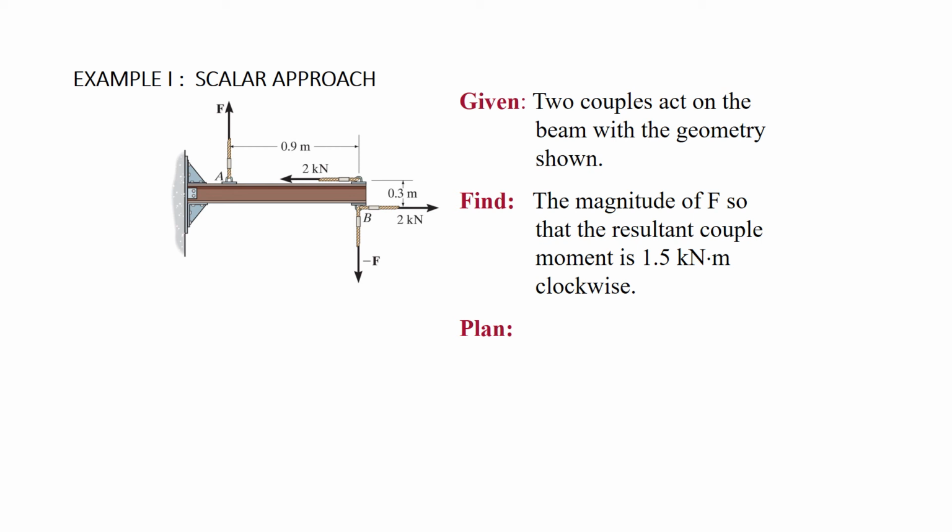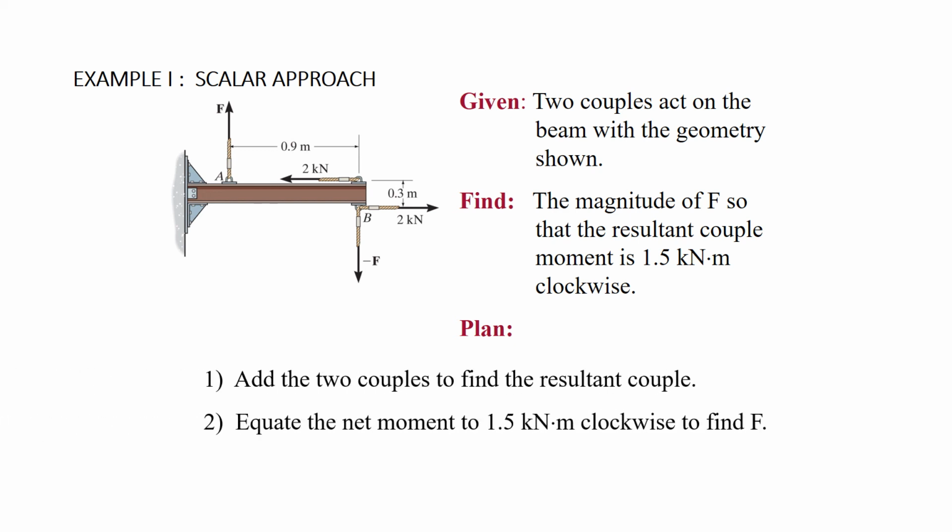So our plan, in this case, we're given two couples acting on a beam with the geometry shown. We're asked to find the magnitude of the force F so that the resultant couple moment is 1.5 kilonewton meters clockwise. Our plan then would be to calculate the two couples to find the resultant moment and equate the net moment to what we know the sum to be, 1.5 kilonewton meters clockwise, to find the value of F in this case.